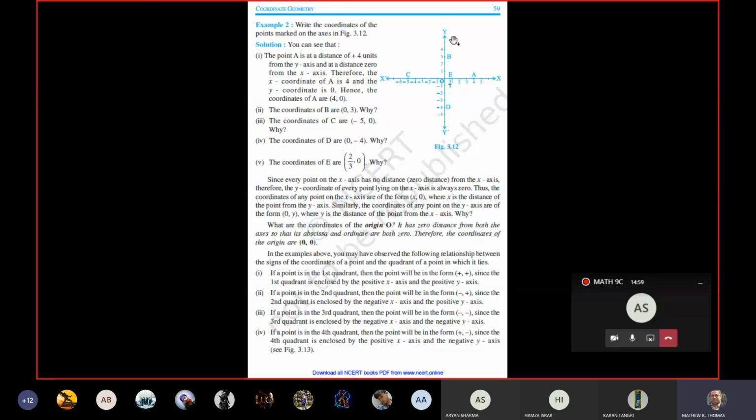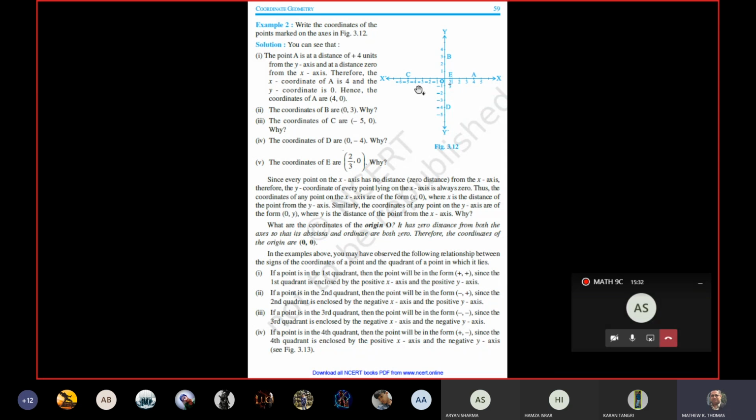Next, these quadrants are special. What is the speciality of quadrant 1? Can anyone tell me what is special about these points in quadrant 1? They are positive. Yeah, both are positive. X is positive, y is also positive. So write down this first point: in the first quadrant, write down positive, positive.